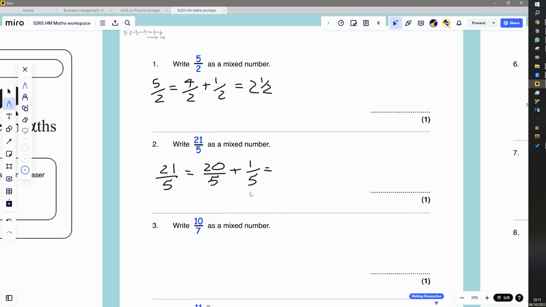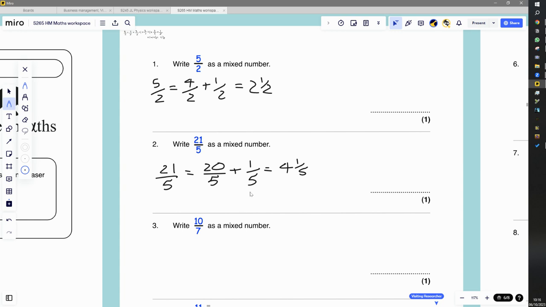And 20 is divisible by 5. So when you do 20 over 5, you get a whole number. So what is 20 divided by 5? It is 4. Okay? And then you've got the 1/5. So I could do plus 1/5 like that, or I could skip that step and just go straight to the answer. Now, once you get good at this, you can skip this step as well.